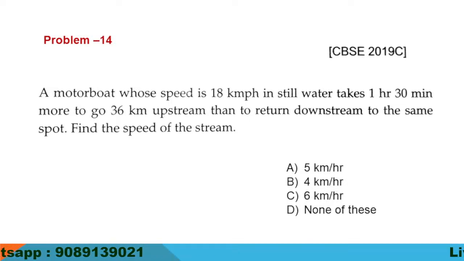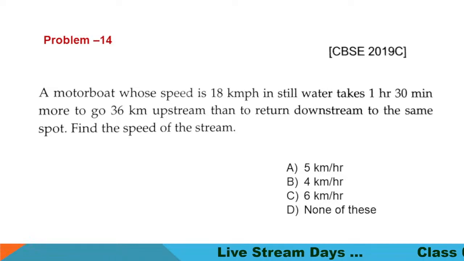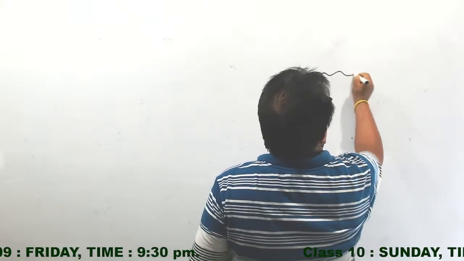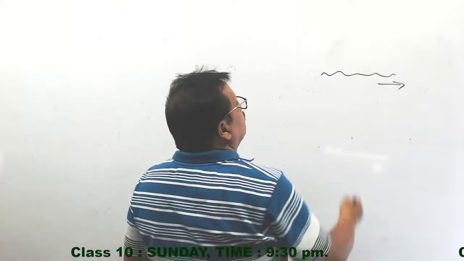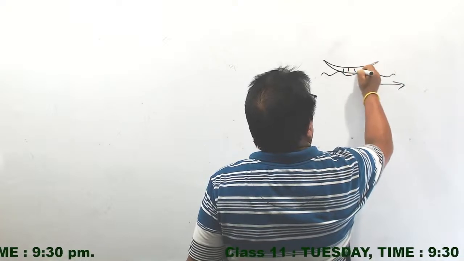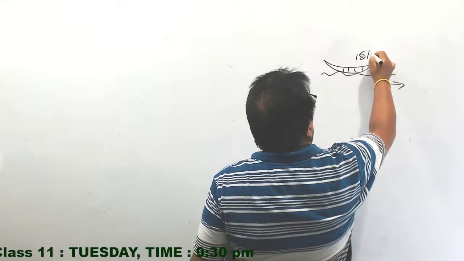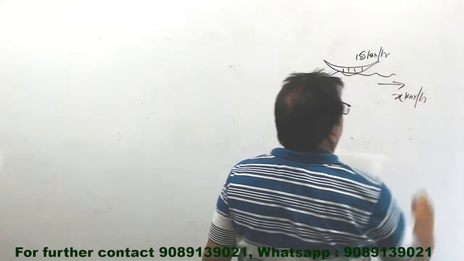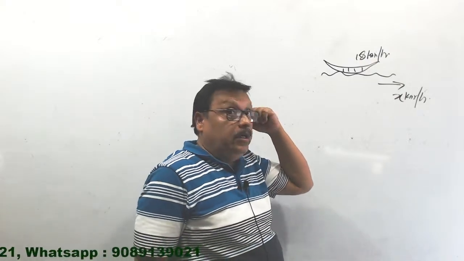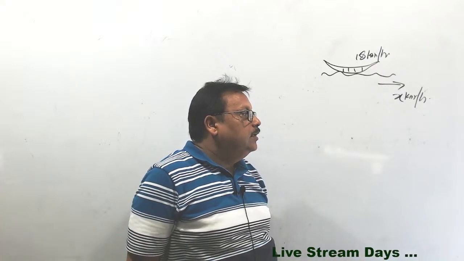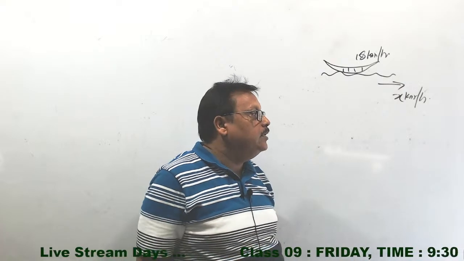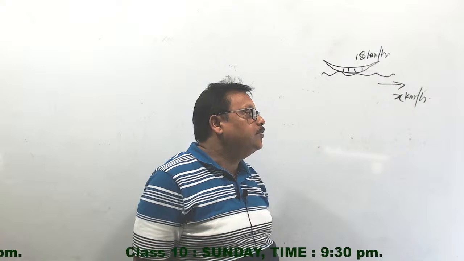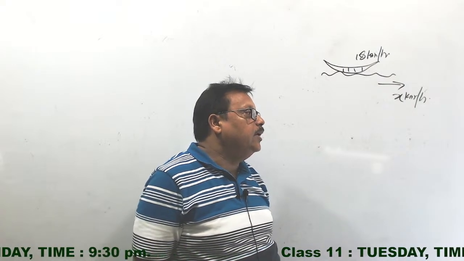A motorboat whose speed is 18 km/h in still water, it is already given. So this is the river water. Motorboat, still water, speed is 18 km/h. You have to find the speed of the stream, say x km/h, right? What is the condition here given? It takes 1 hour 30 minutes more to go 36 km upstream than to return downstream.